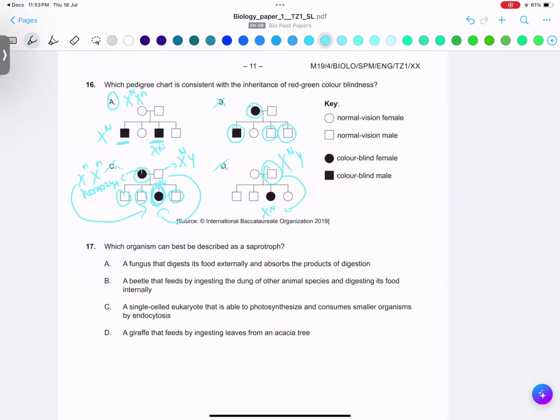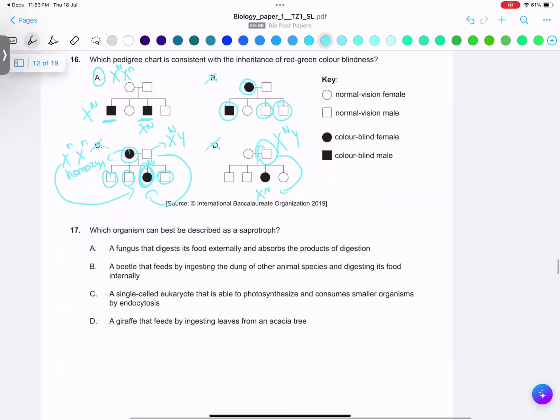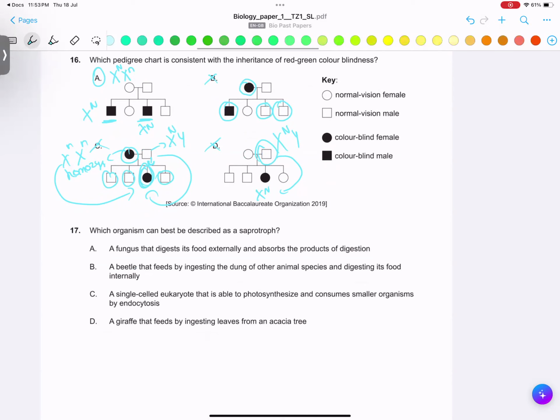Now for question 17, what organism can be best described as a saprotroph? I'm going to give you a small lesson now. A saprotroph is basically a heterotroph. Heterotrophs do not make their own nutrients. They eat other organisms. They digest other organisms in order to get their fair share of nutrients, right?